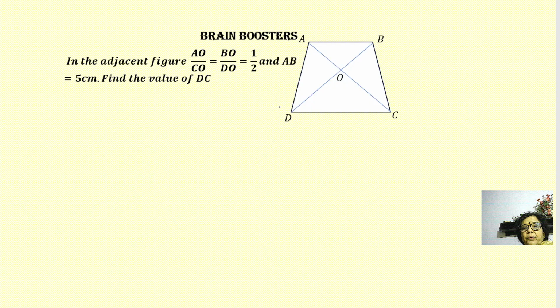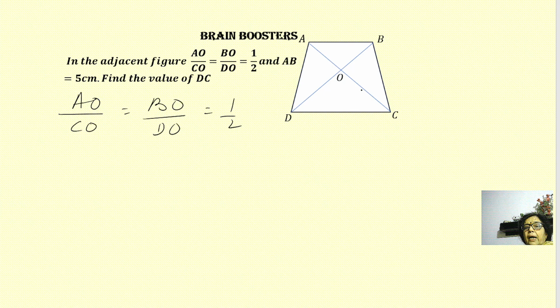Moving on to the next question here. As you can see, ABCD is a trapezium, but it is not mentioned in the question over here. But the ratio of the sides AO by CO is equal to BO by DO is equal to half. This is given. And we are given the measurement of AB as 5 centimeter. And the measurement of DC is supposed to be found out. Let us take it as X.